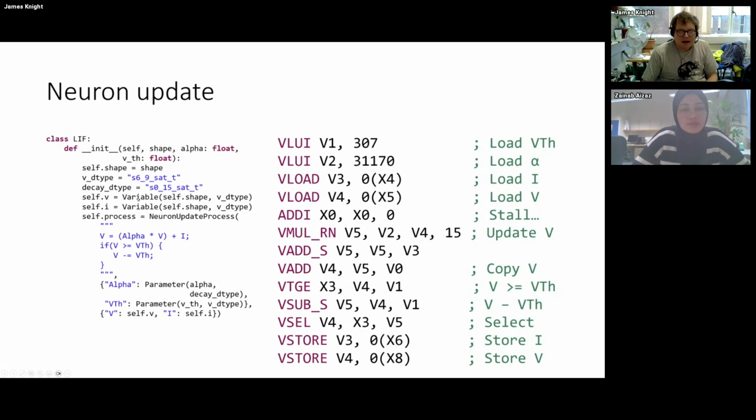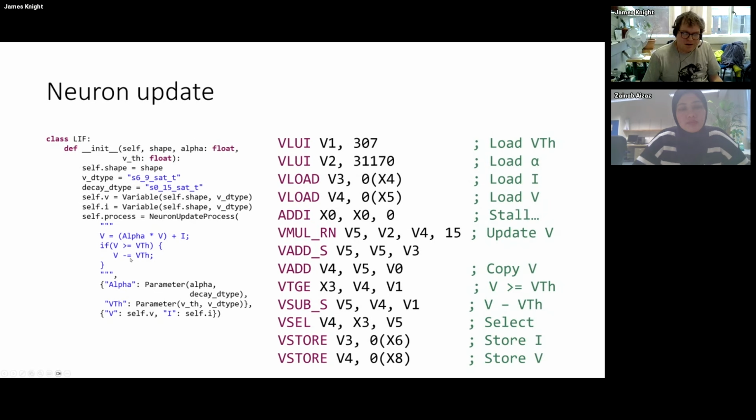And the other key thing here is we've got these fixed point types. So as Zainab described, FeN's multipliers support native fixed point multiplication. So all the multiplications can be followed by a shift, and they can support saturation. So here we're saying that the V variable has 9 fractional bits and it has saturation. So the additions saturate, and the decay variable has 15 fractional bits and again saturates.